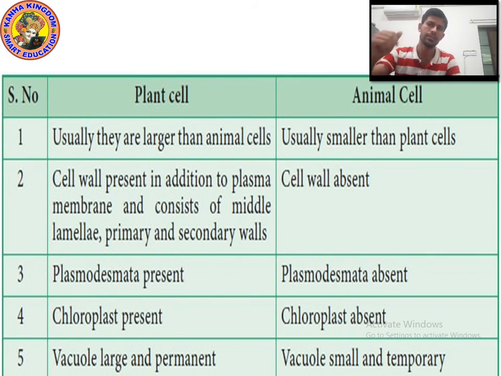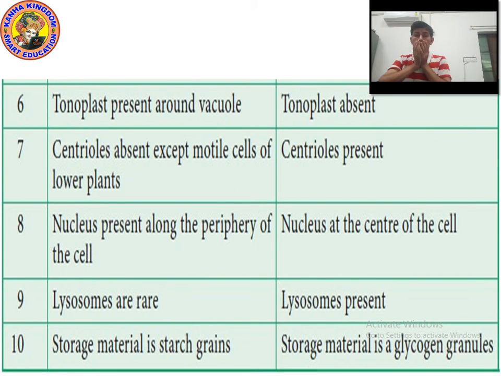Okay, now let's move on to the next point. Next, difference number 6. In a plant cell, tonoplast is present around the vacuole, and in an animal cell tonoplast is absent. In plant cells centrioles are absent except in motile cells of lower plants, but in animal cells centrioles are present. Tonoplast is not a given topic in your book, so I am not explaining it.